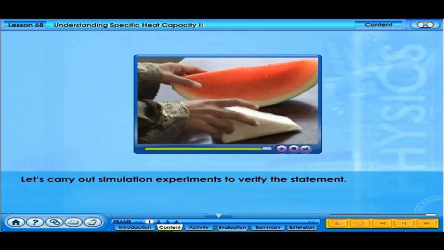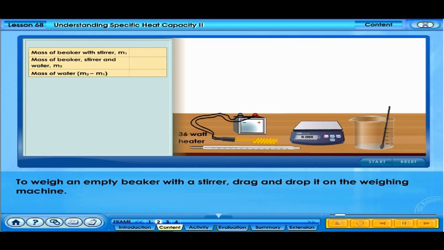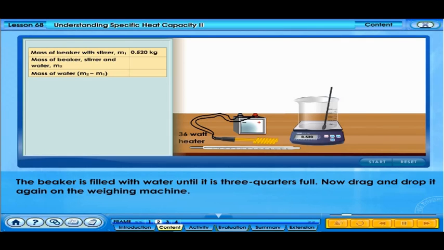Let's carry out simulation experiments to verify the statement. In this experiment, we are going to determine the specific heat capacity of a liquid, water. To weigh an empty beaker with a stirrer, drag and drop it on the weighing machine. Fill it with water until it is 3/4 full. Now, drag and drop it again on the weighing machine.